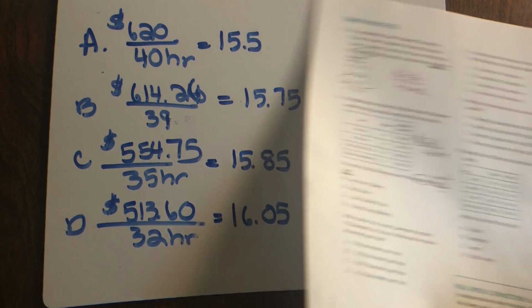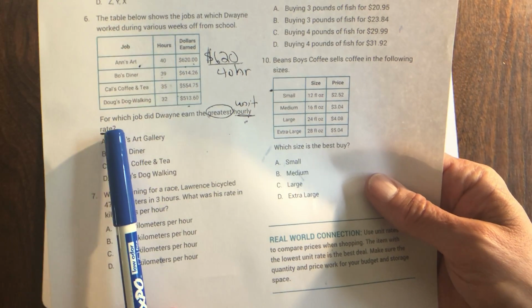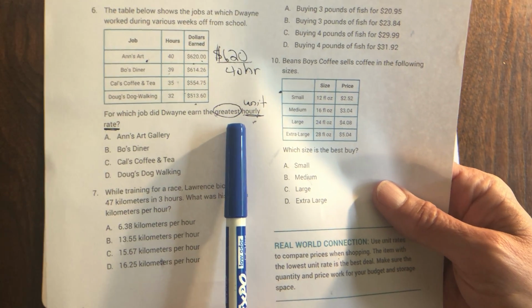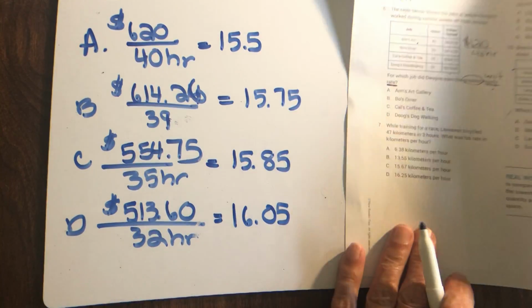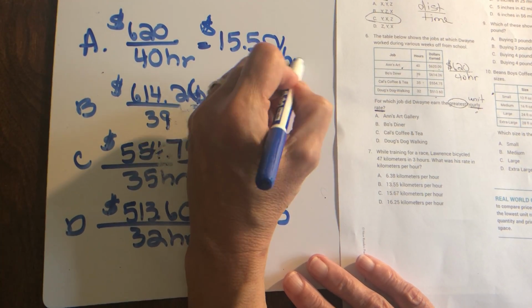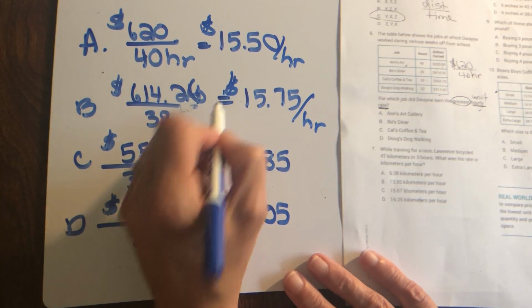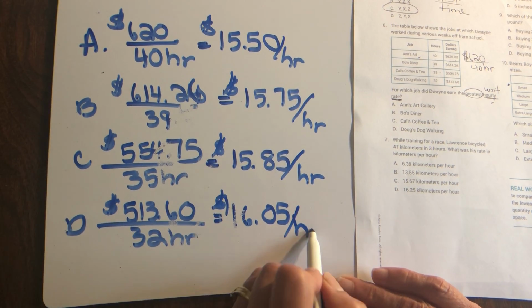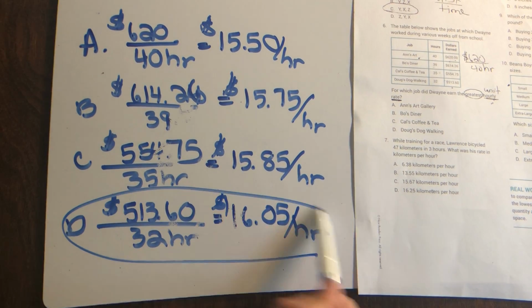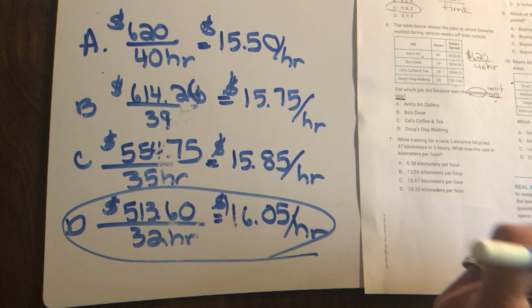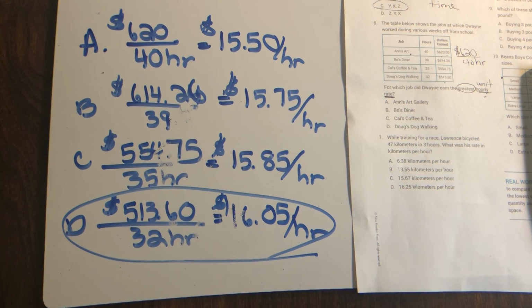Now, what was the question? See, I can't even remember now. I've done all that work. For which job did Dwayne earn the greatest? So go back to your question. Make sure you're answering the question. Which one is the greatest hourly rate? Remember, this is money per hour. So a unit rate doesn't really mean a whole lot unless you put your units there next to them. Which one is the greatest? Okay, that's D. D would be the greatest hourly rate. All right, so I hope that helps you, and you can find some unit rates to practice on in some of your own resources.